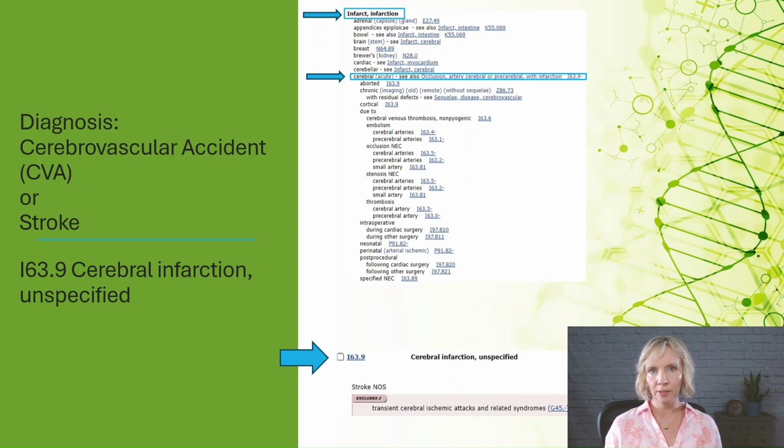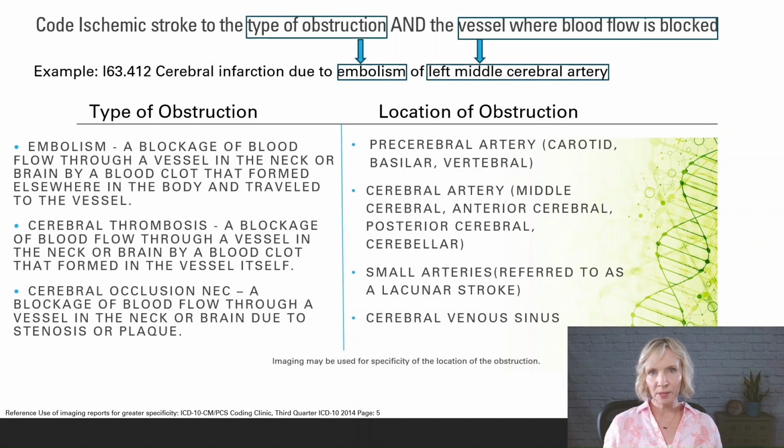cerebral infarction unspecified. An ischemic stroke is coded based on the type of material causing the blockage and the vessel where the blood flow is obstructed. The vessel can be obstructed by either fatty buildup, known as plaque, also referred to as atherosclerosis, or by a blood clot. Clots are categorized either as a thrombosis or an embolism. A thrombosis occurs when a blood clot forms in the affected vessel, while an embolism forms elsewhere, breaks loose, and travels to the affected vessel.